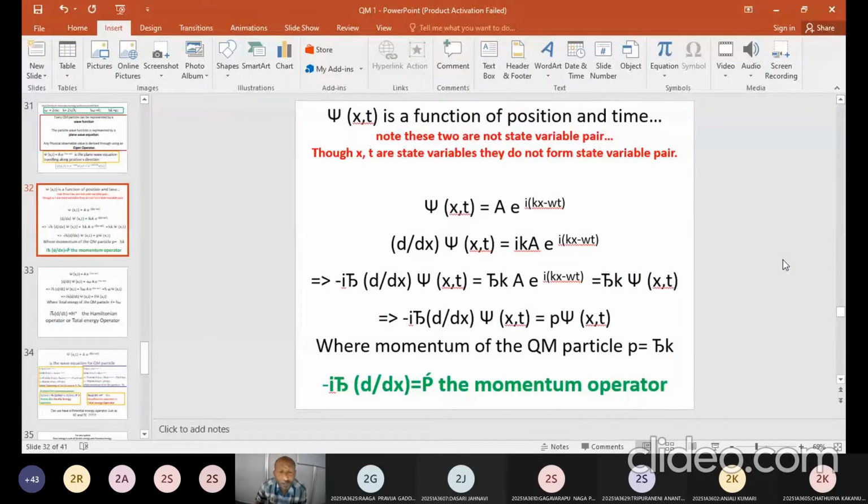Now, psi is dependent upon x comma t, where x is position. If you want to know the momentum of the quantum mechanical particle, you have to differentiate psi with respect to x. Sir, if I differentiate psi with respect to x, how will I get momentum? Remember what I said yesterday: position and momentum are state variables, a state variable pair. If you differentiate psi with respect to one of the state variables, you will get the value of the other, not exactly, but in terms of that. So when you differentiate psi with respect to x, you get momentum, and when you differentiate psi with respect to t, you get the energy of the wave function.